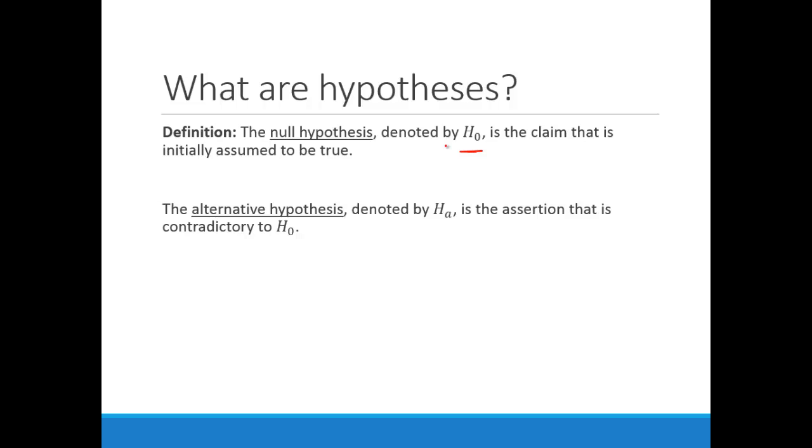It's contradictory to, or opposite of, H0. And if you've taken statistics classes other places, you might have seen that called H1, H sub 1. We'll use H sub A in this class, but you may see that as well. So the null hypothesis is what you're assuming to be true initially. The alternative hypothesis is pretty much the opposite of whatever claim you've made to start with.